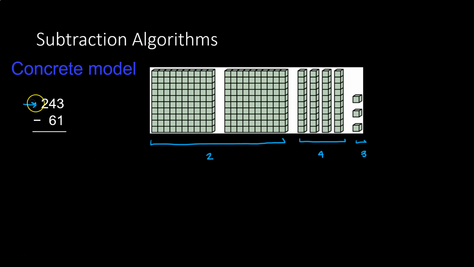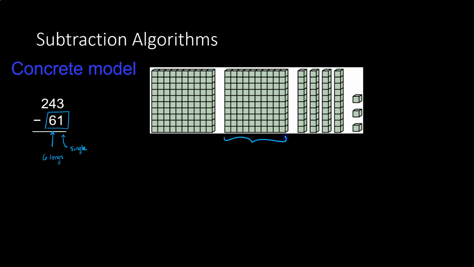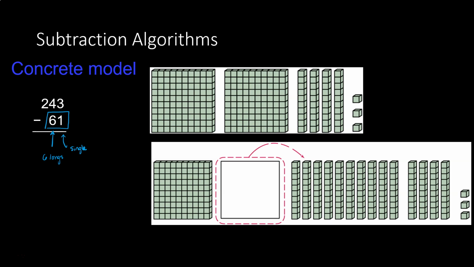Next, I'm going to attempt to take away the value of 61. That would say I need to remove 6 longs and 1 single. Now, it's possible for me to take away 1 single right now, but there are only 4 longs for me to play with. But instead of giving up and saying, oh, I don't know what to do, we will simply break open one of the flats to create enough longs for us to borrow or to take away.